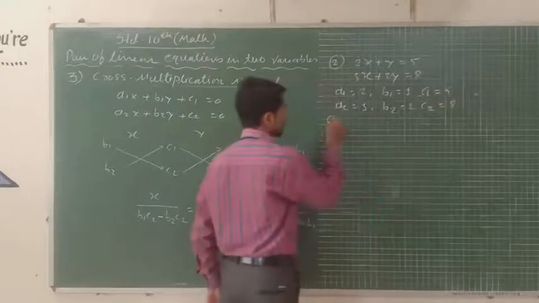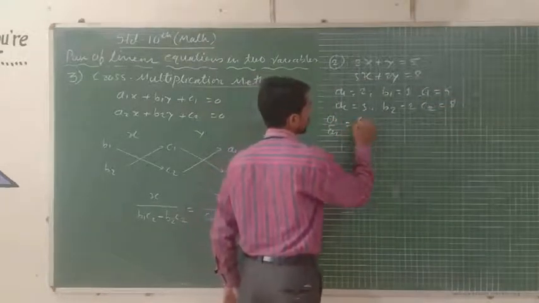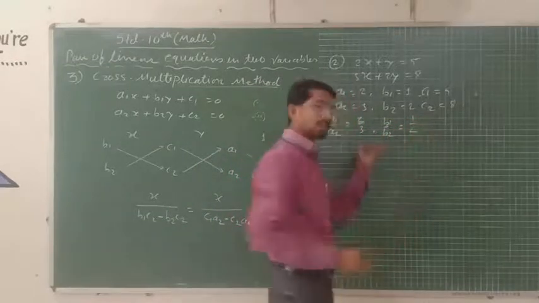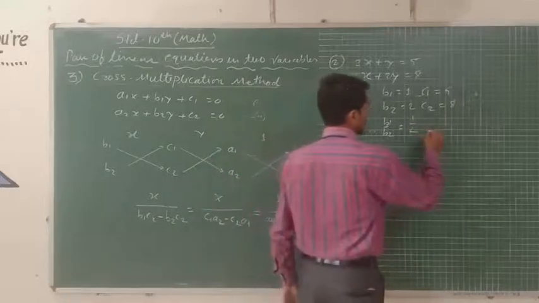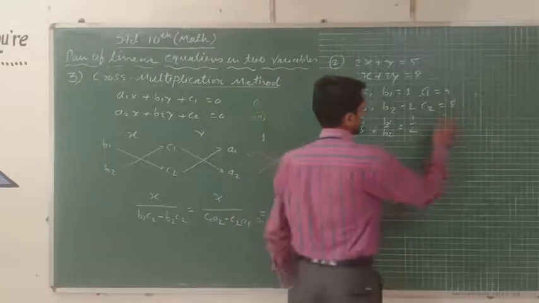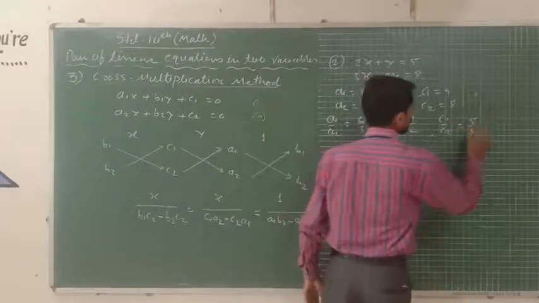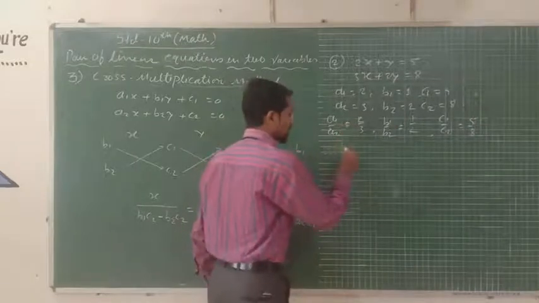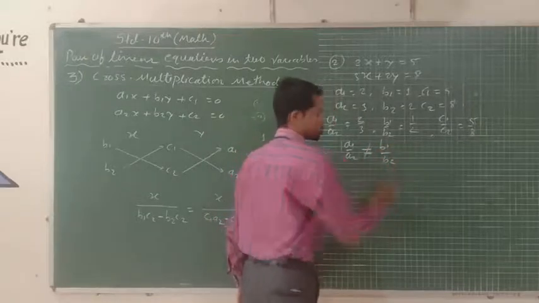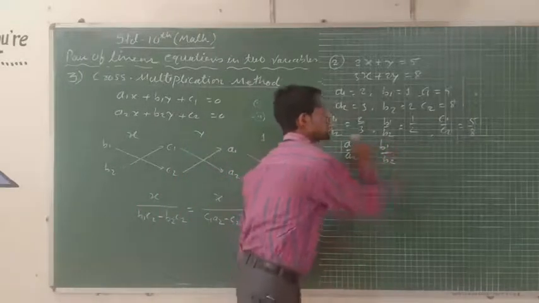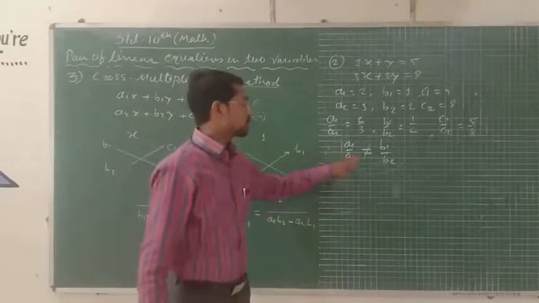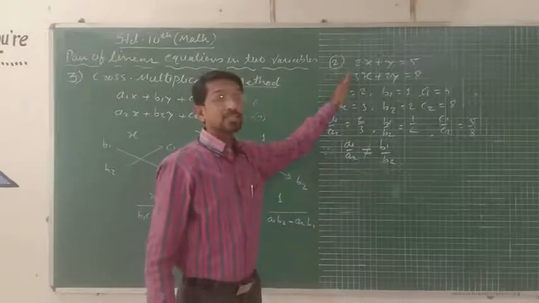8. Check a1 by a2, what? 2 by 3, b1 by b2, it is 1 by 2. These are not equal. If these two are not equal, there is no need for the third one. c1 by c2 is equal to 5 by 8. Therefore what we get from here, a1 by a2 is not equal to b1 by b2. What does this condition say, what kind of pair of equations is it? It means it has a unique solution.